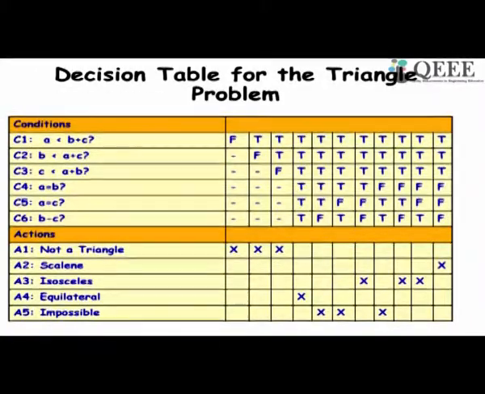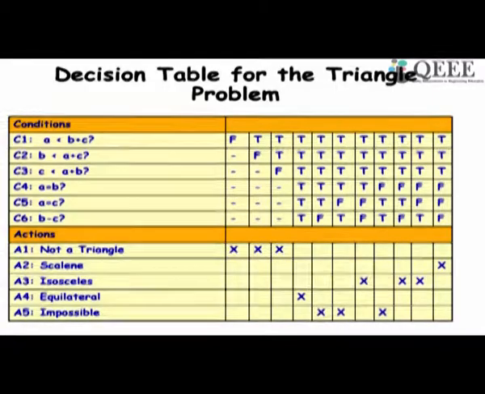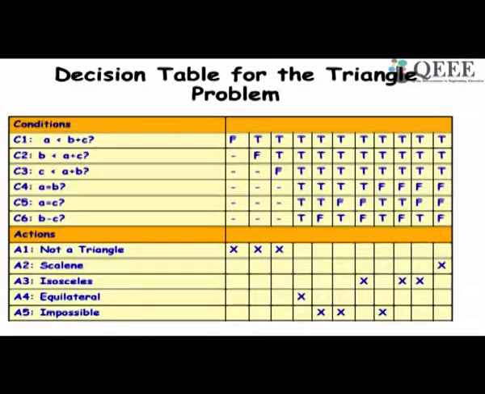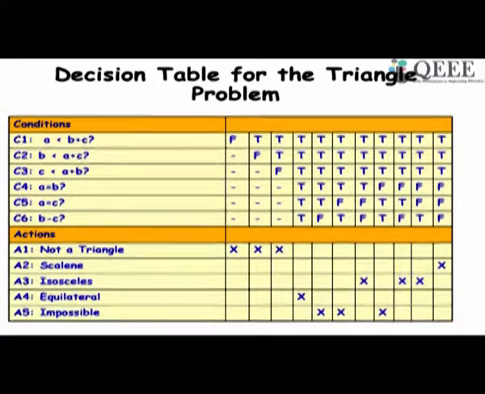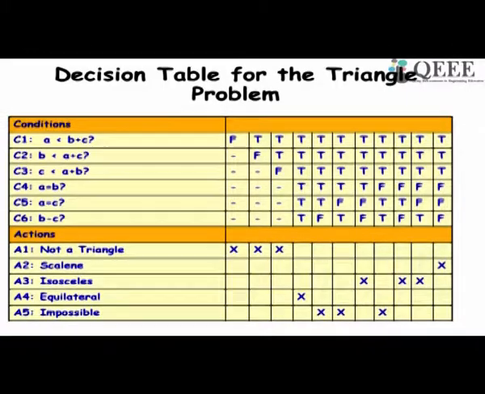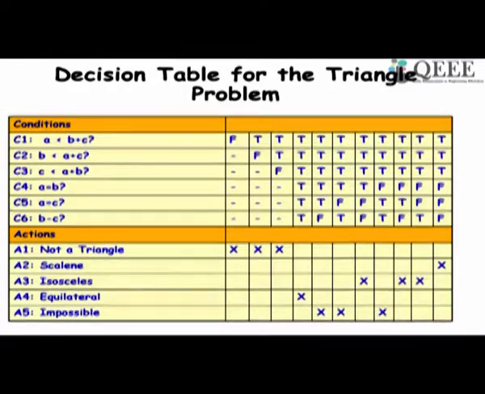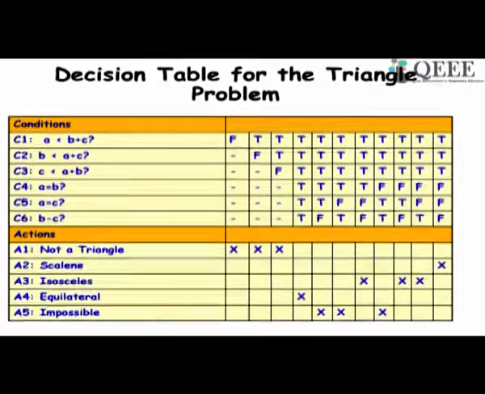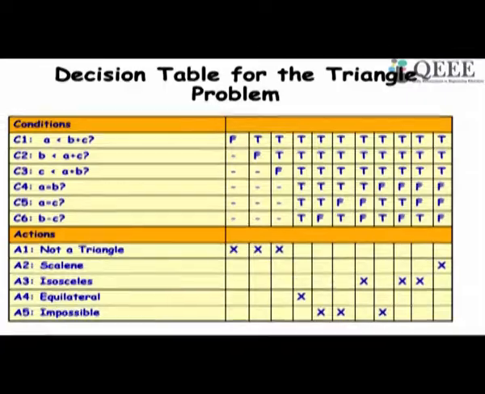So this is a more complete decision table for the triangle problem. So we can form the conditions: A is less than B plus C, or B is less than A plus C, C is less than A plus B. If any of them is false, we will have not a triangle. And only when these are true, then we examine if A equal to B, A equal to C, B equal to C, and write the corresponding output, scalene, isosceles, or equilateral, or impossible.